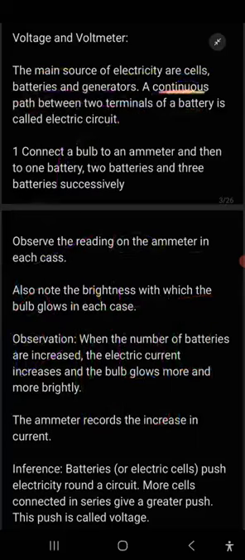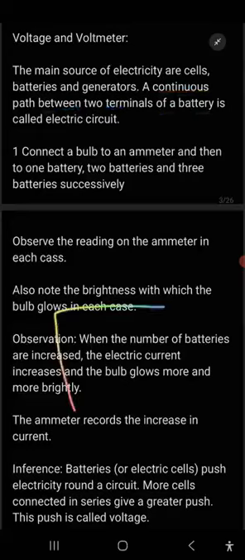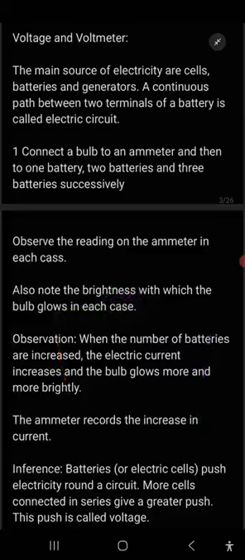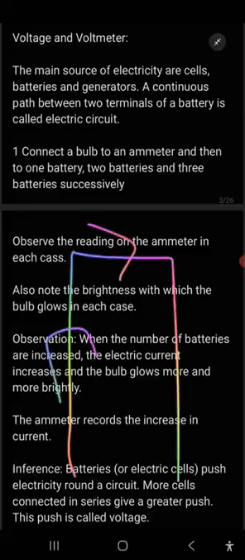A continuous path between two terminals of a battery is called an electric circuit. There will be two terminals here. Just a continuous path between two terminals is called an electric circuit.